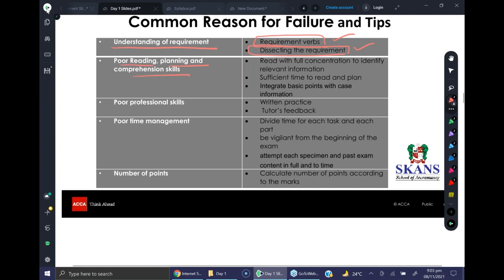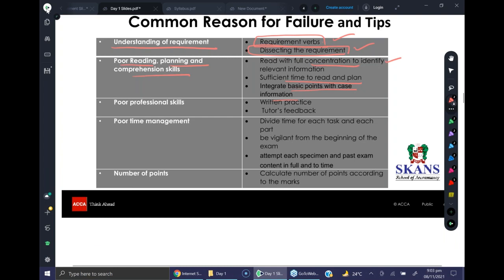So concentration, I think, is the main tip, I would say. You have to read with full concentration to identify relevant information, then spend sufficient time to read and plan your case study, and try to integrate basic points with case study information.